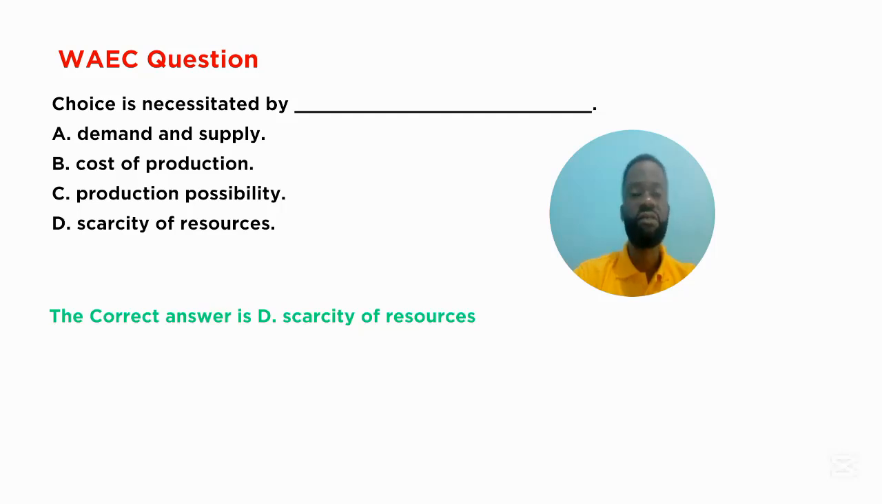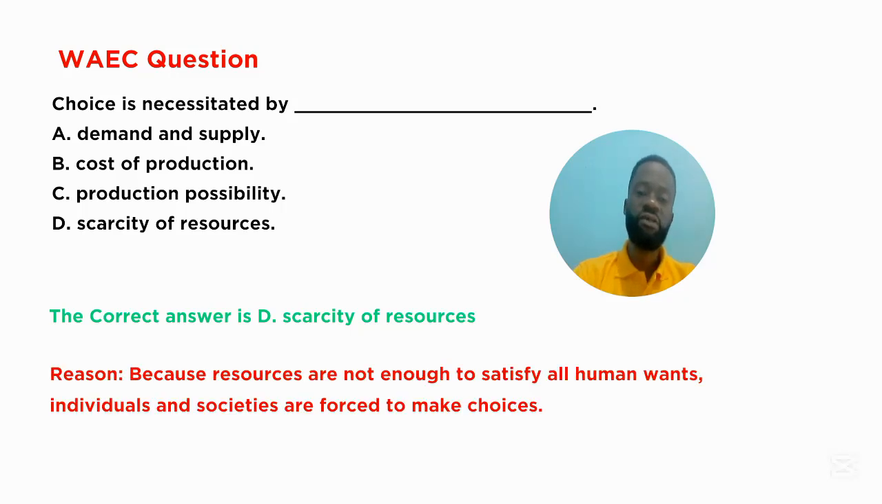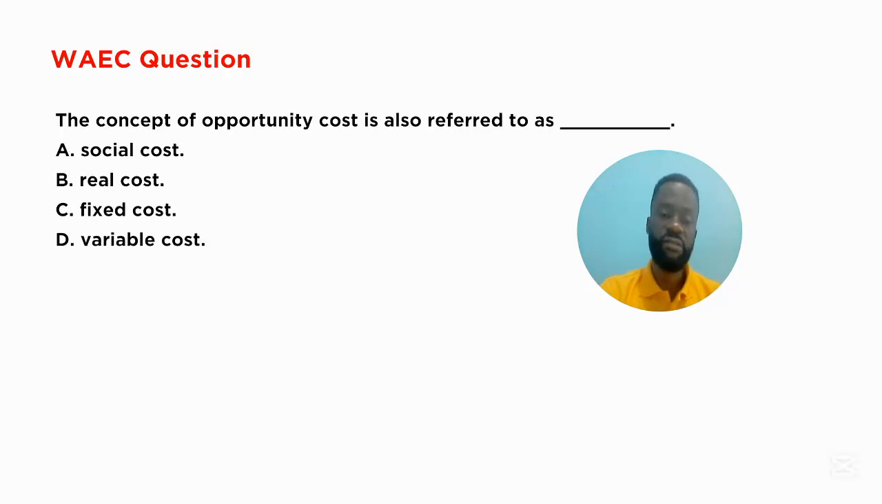Scarcity of resources. Choice is necessitated by scarcity of resources, because resources are not enough to satisfy all human wants. So individuals and societies are forced to make choices. Next question. The concept of opportunity cost is also referred to as dash. A, social cost, B, real cost, C, fixed cost, and D, variable cost.